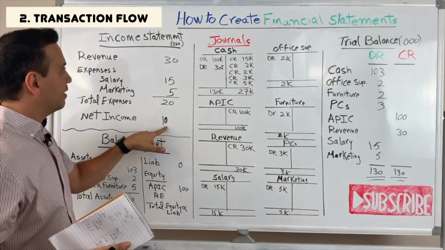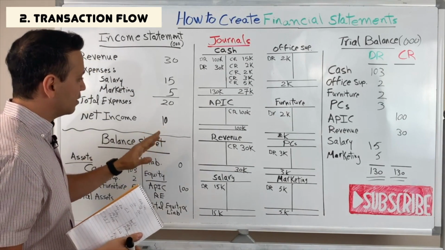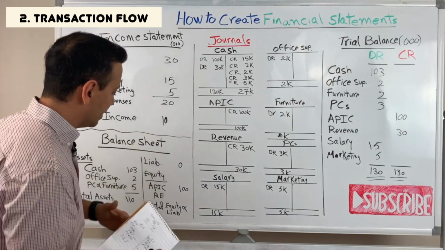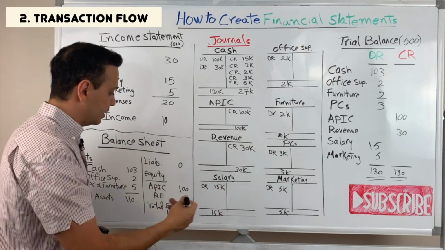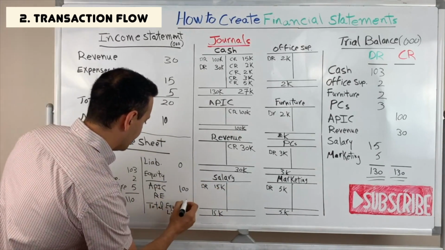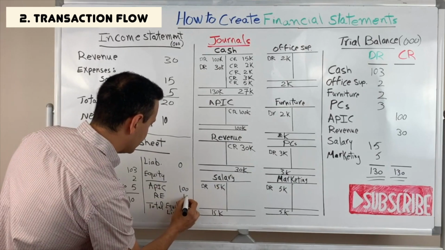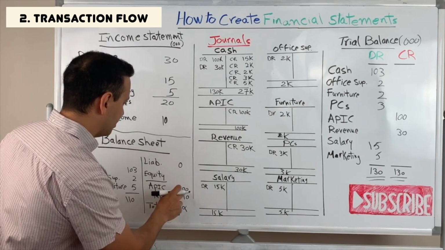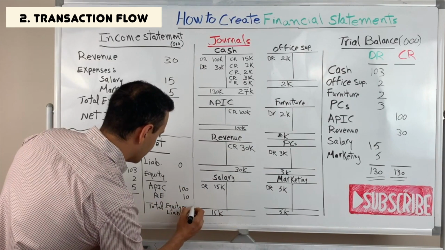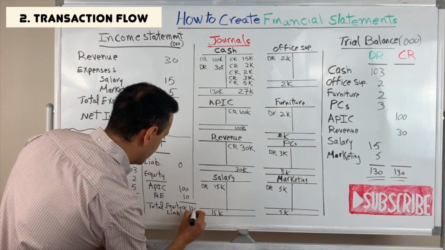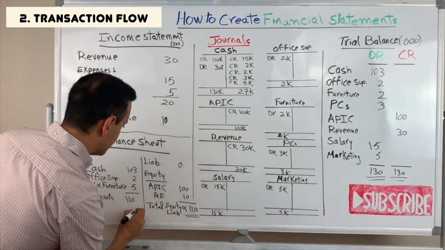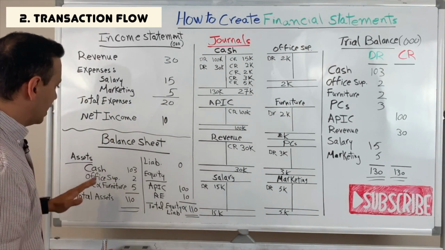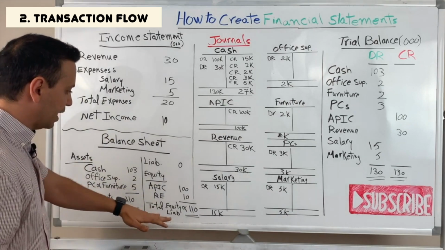It was the 10,000 net income that we had. So that becomes then retained earnings, which increases the equity of the owner. So retained earnings, that's 10. And so if you add up, then APIC 100 plus 10 is 110, which would balance with total assets. And now your assets and liabilities plus owner's equity are balancing.